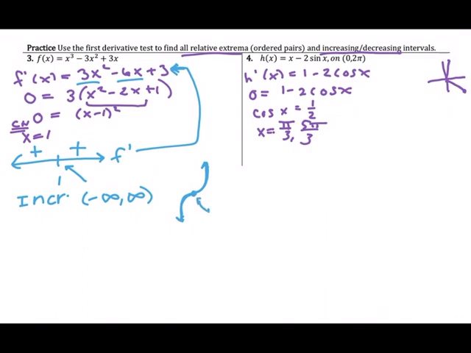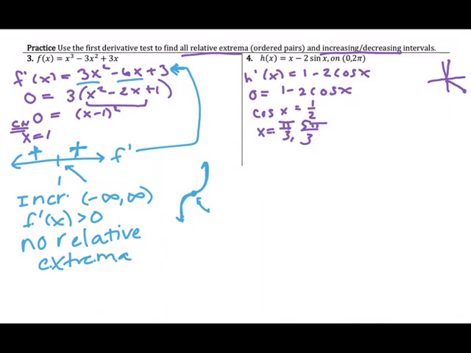Always increasing, since f prime of x is always positive, or always greater than 0. There are no relative extrema because a relative extrema only happens when the derivative is changing sign, and since it's positive everywhere, it's never changing sign.